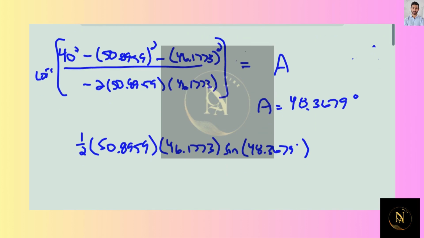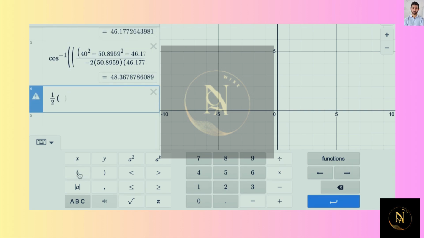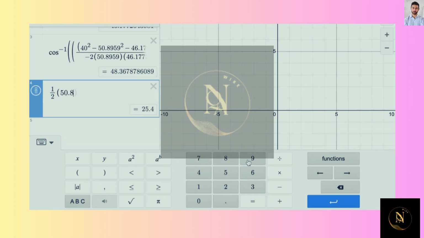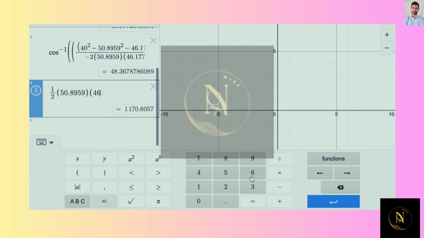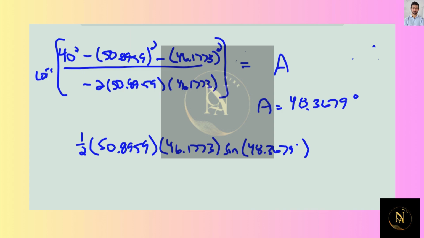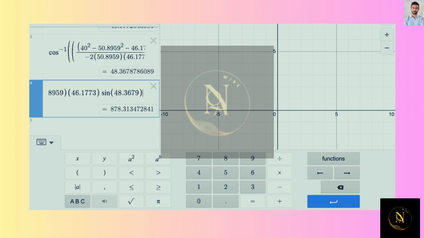So I'm going to start with that in the calculator. 1/2 times 50.8959 times 46.1773 times the sine of 48.3679, which is 878.3135.